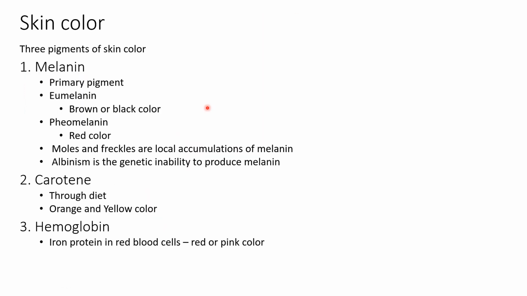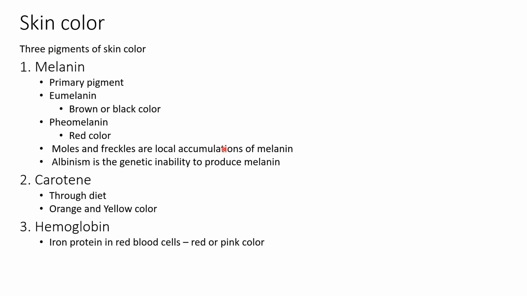We mentioned in the first video that melanocytes create a pigment in the epidermis that gives skin its color. The pigment that the melanocytes produce is called melanin, which protects the skin from UV light. That is the primary pigment of the skin.